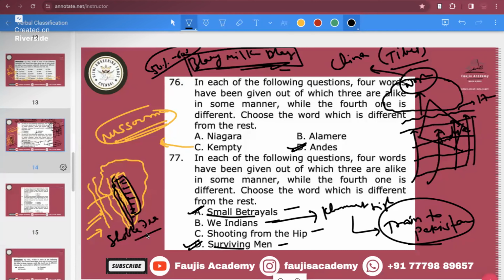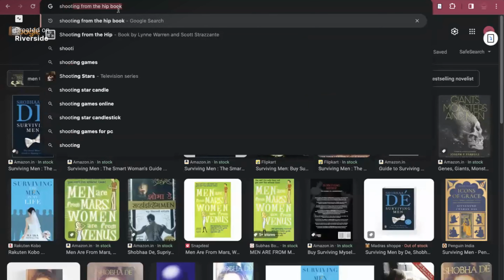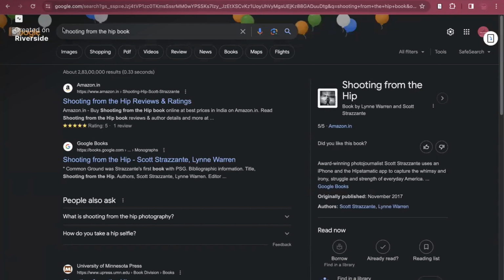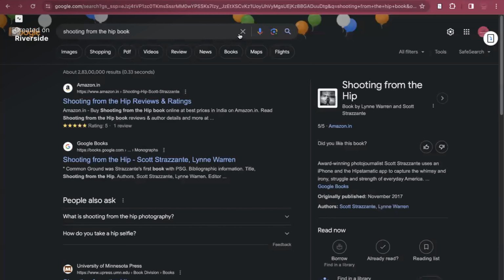So We Indians is by Khushwant Singh. Shooting from the Hip is by Len Warren and Scott Straczynski. Surviving Men, I'm just not getting which one. This is a book by Shobha Day. What is this book about?